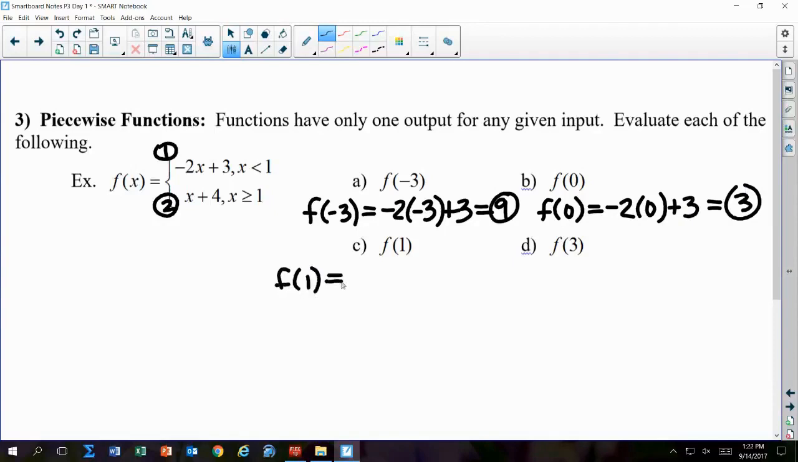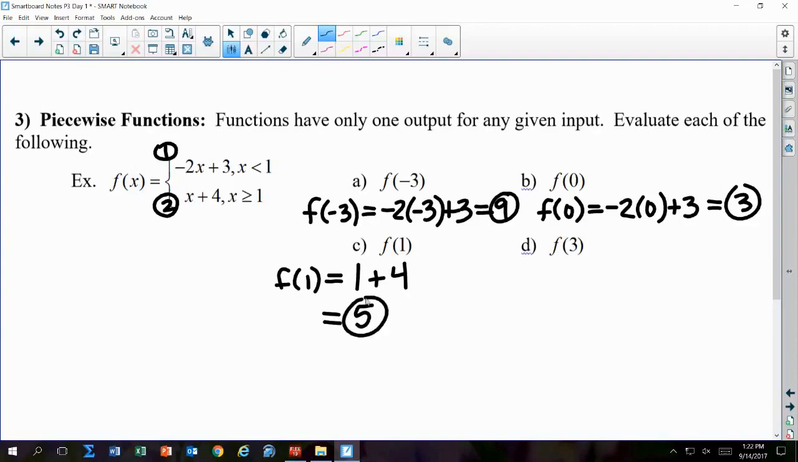For f of 1, what would I plug that into? Option 1 or option 2? Option 2. Good. Option 2 is where x is greater than or equal to 1. So since I'm plugging in 1, I'll have 1 plus 4, which gives me an output of 5.